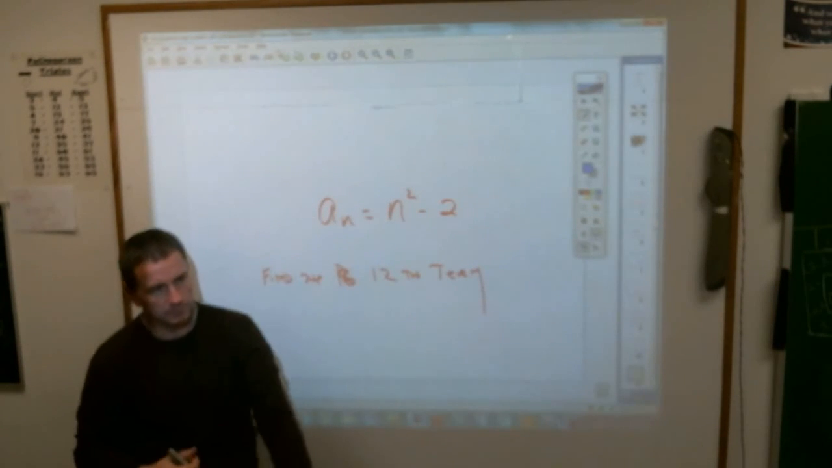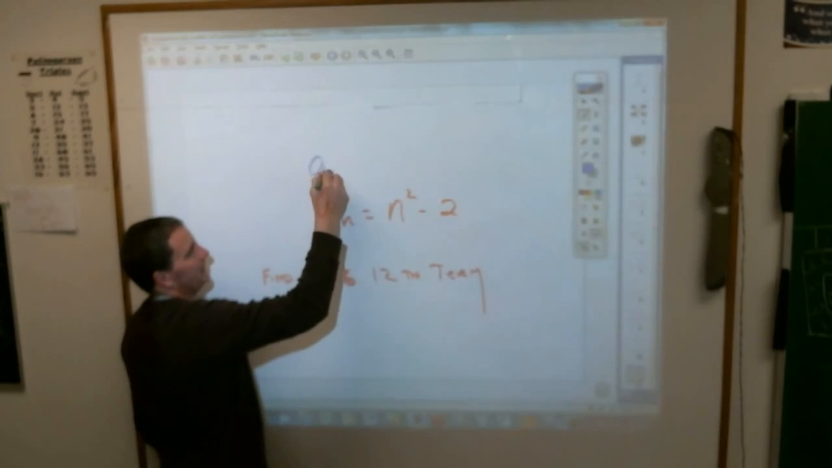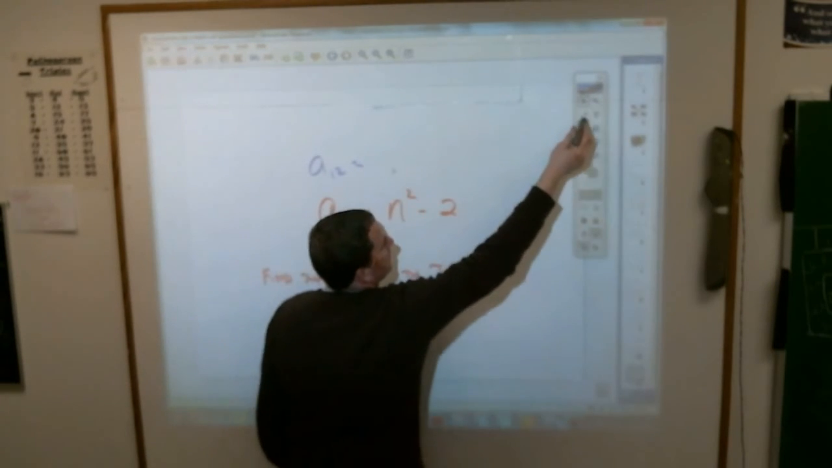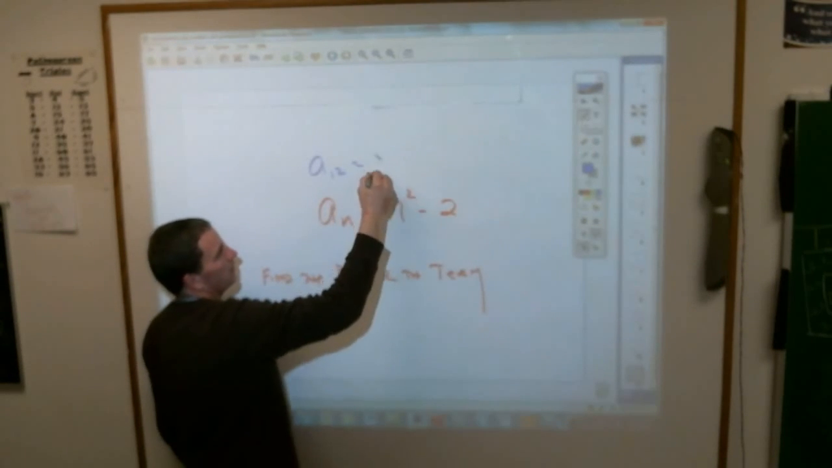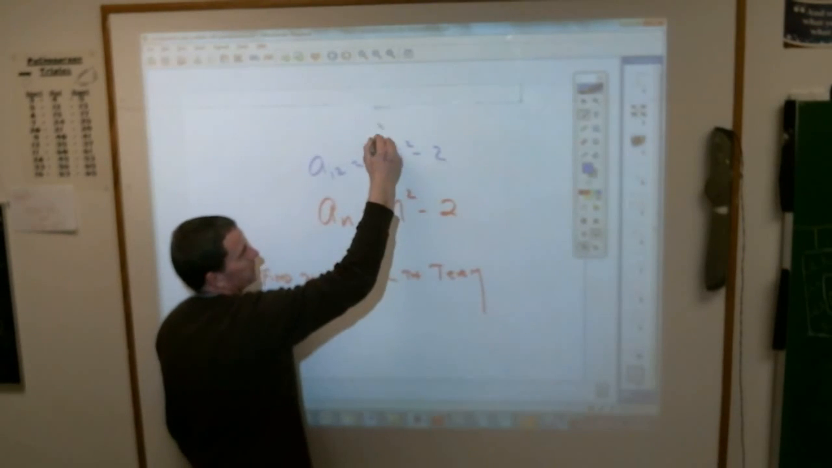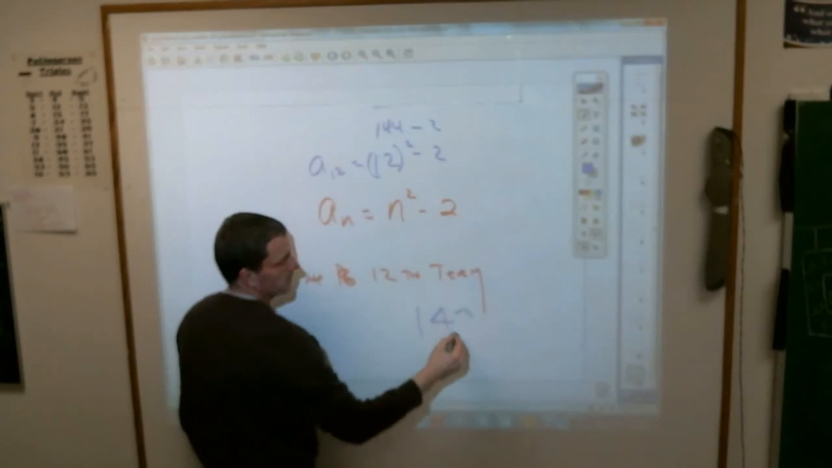142, because it would look like this. The value of the 12th term equals 12 for n squared minus 2. 12 squared is 144. 144 minus 2 is 142.